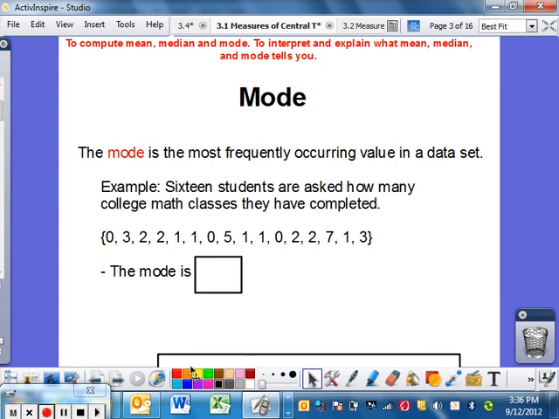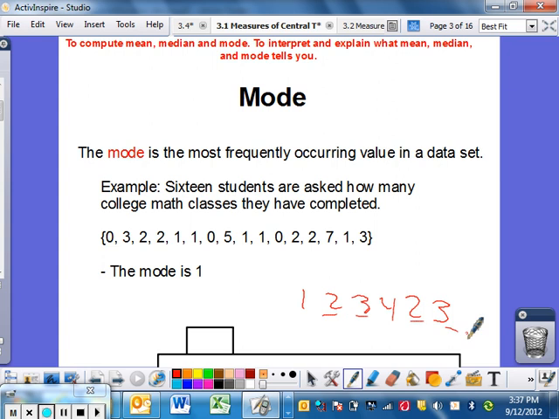So if you have 16 students asked, which number is occurring the most in this particular instance is 1. The only way you do not have a mode is if every number is only happening one time. So if you had a data set of 1, 2, 3, and 4, there would be no mode. Otherwise, you would have a mode. You can have more than one mode, but the number has to be repeated. So if I had a 2 and a 3, then the 2 and the 3 would be a mode. But since 1 definitely occurs the most, that is the mode.